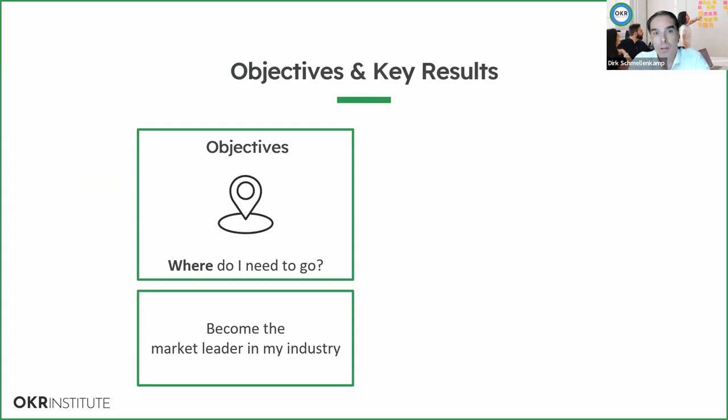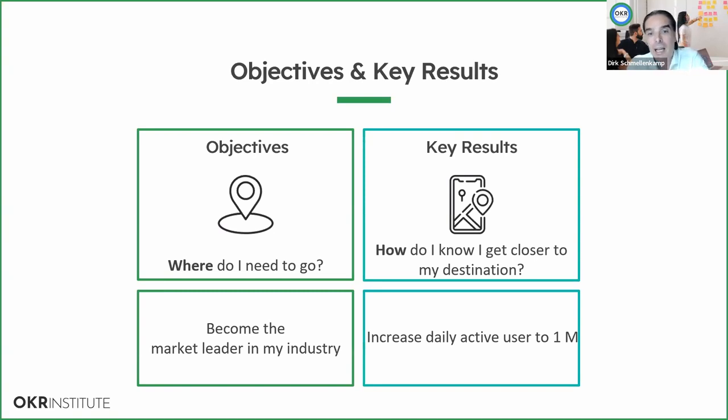Now we want to see what kind of key results you can implement to make an objective measurable. So let's take "become the market leader in my industry" as an objective example. And as a key result, you can choose: increase daily active users to 1 million. Maybe that's too much, maybe 2,000 or 500, whatever. But as you can see here, you need to know your industry. So you need to, of course, be very honest with yourself and your organization.